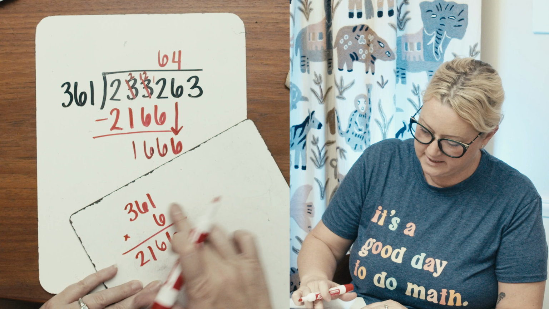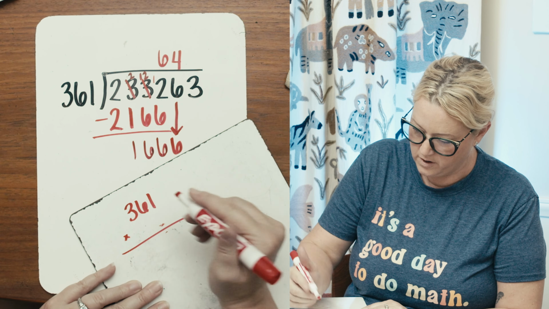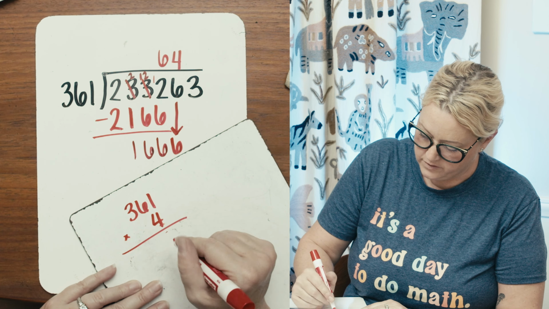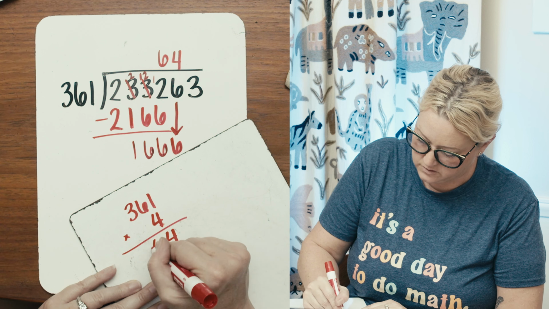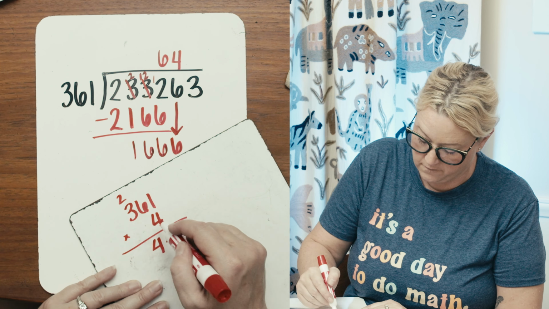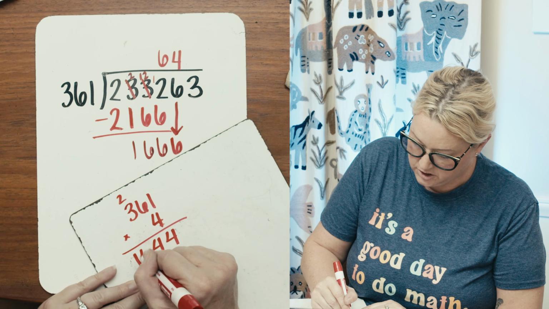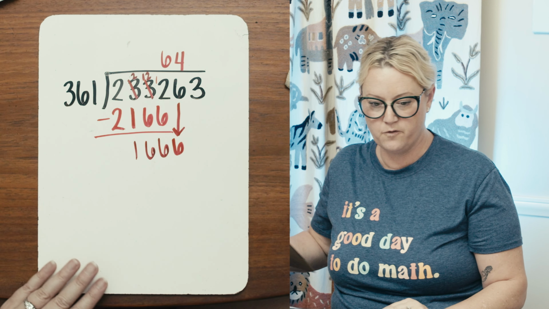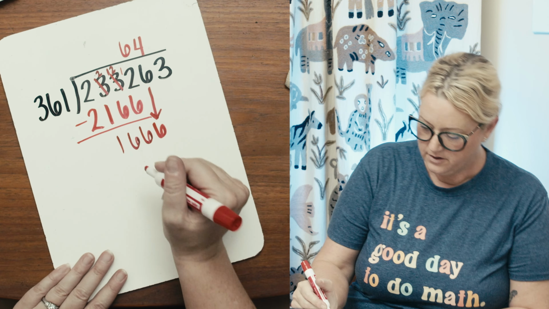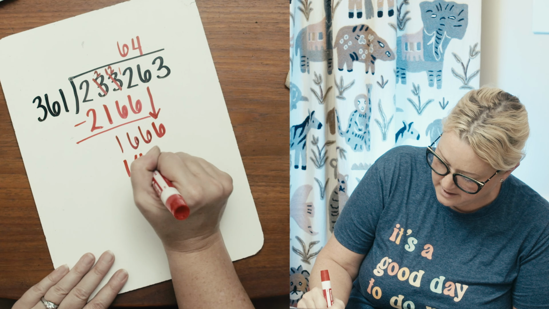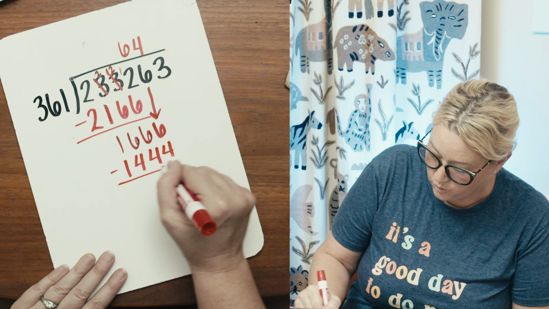I'm going to do 361 times 4. 4 times 1 is 4. 4 times 6 is 24. Carry the 2. 4 times 3 is 12, plus 2 is 14. Okay, so 1444. I think we're still good. 1444. These are wild numbers.